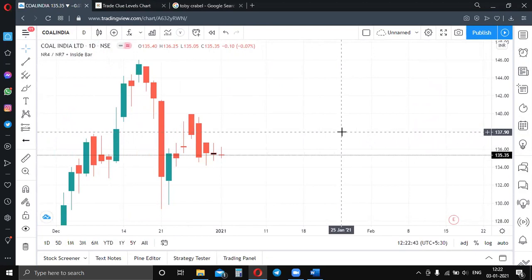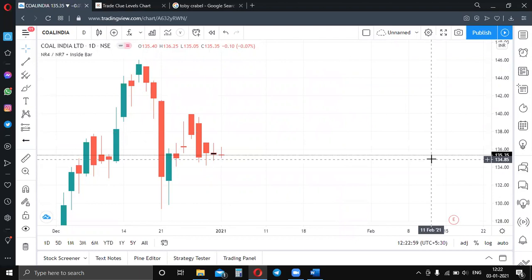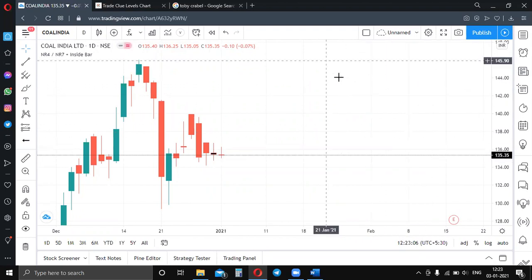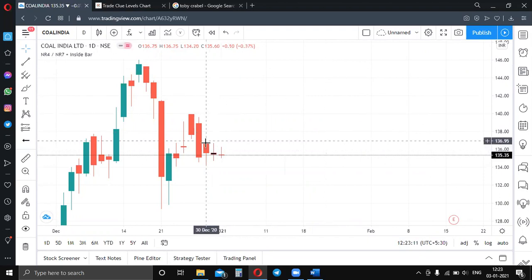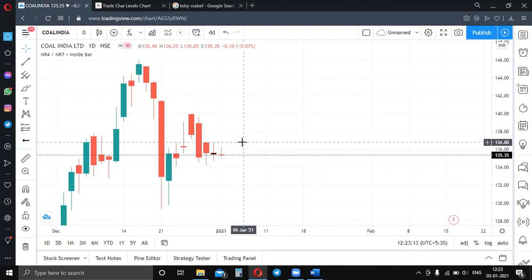Anyone? What does a doji suggest? Right? It is perfect indecision. Sometimes reversal as well. So what we know here is there's a super consolidation going on in Coal India. Let's go on the hourly chart.